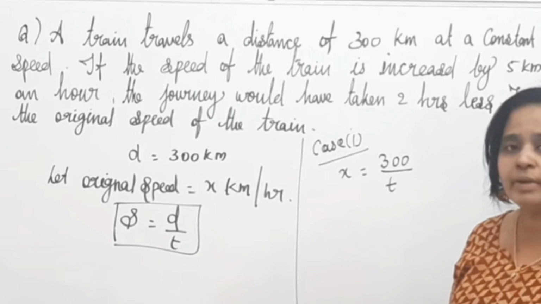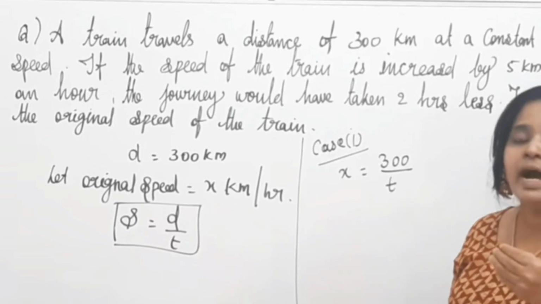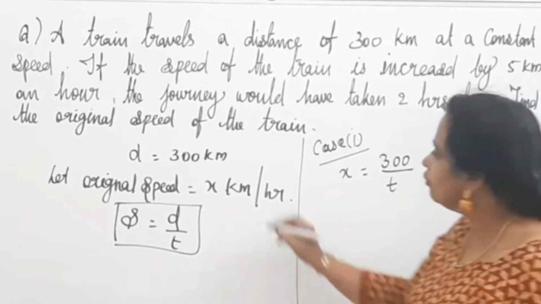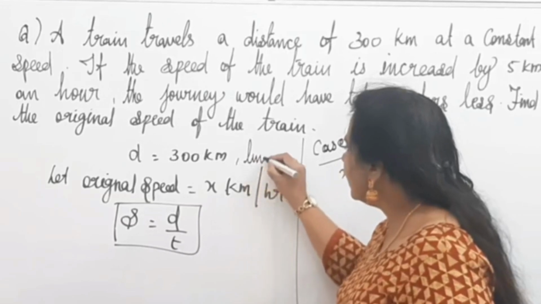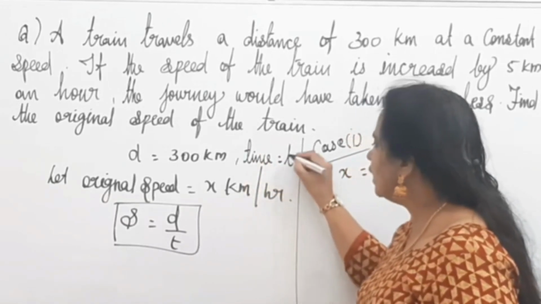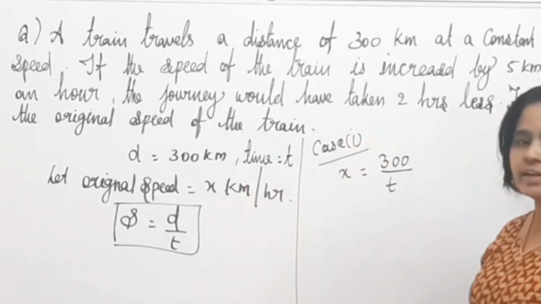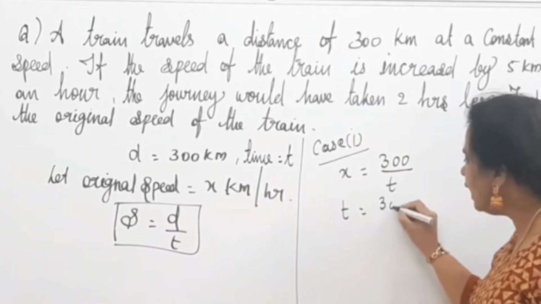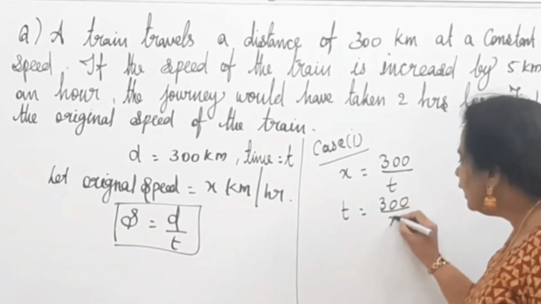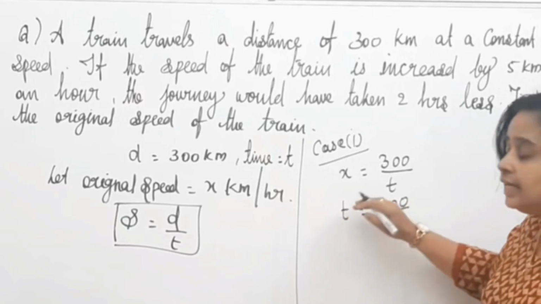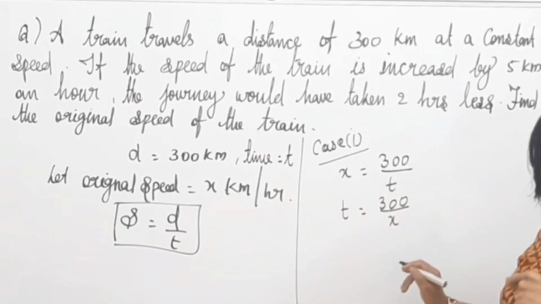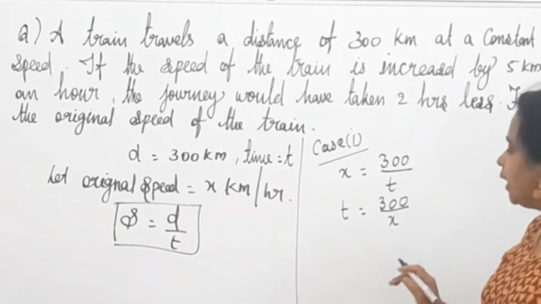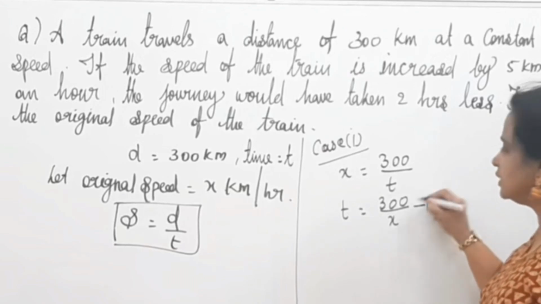So I do not know how many hours it traveled. So I take it as just t. So if you want, you can write time is equal to t, which I do not know. So I will write it as t. Now, in this type of question, your aim is to bring t in terms of x. That's the best way of finding x here. So this is my first equation.